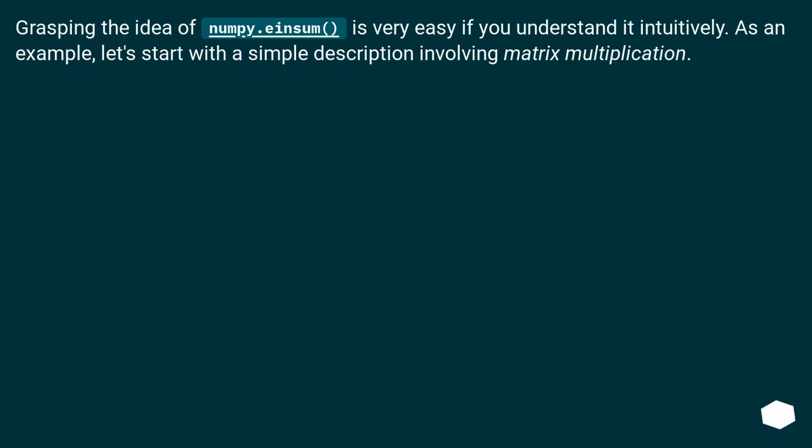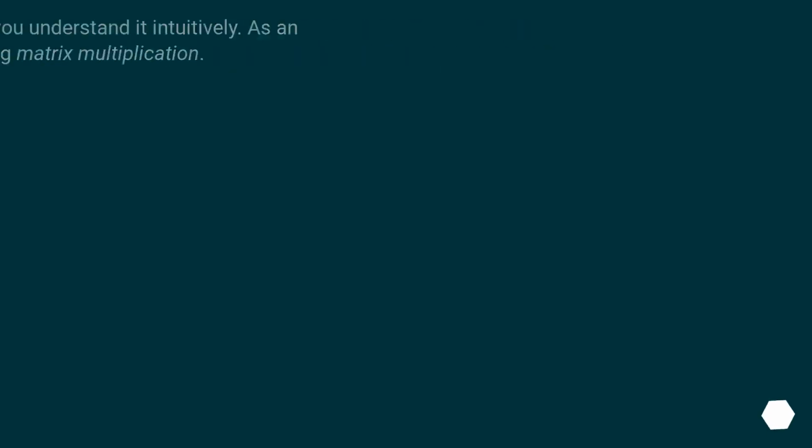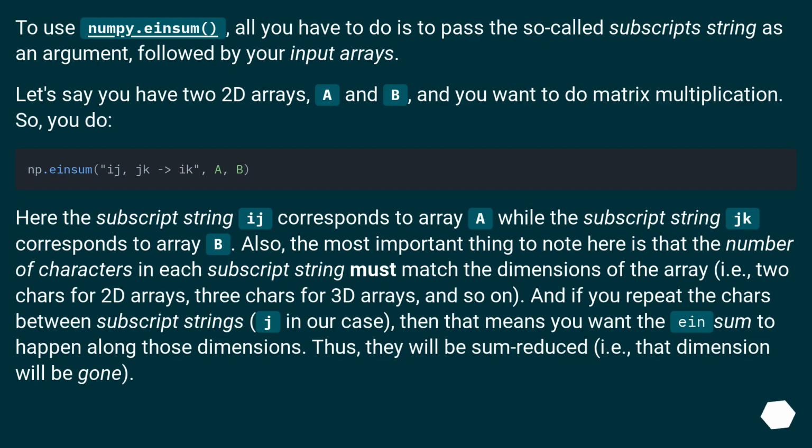Grasping the idea of NumPy.einsum is very easy if you understand it intuitively. As an example, let's start with a simple description involving matrix multiplication. To use NumPy.einsum, all you have to do is to pass the so-called subscript string as an argument, followed by your input arrays. Let's say you have two 2D arrays, A and B, and you want to do matrix multiplication. So, you do.